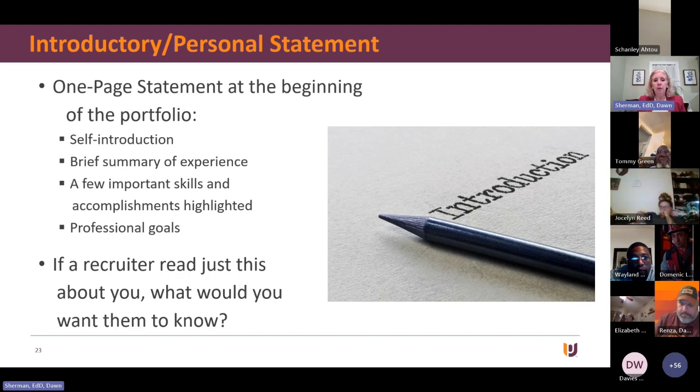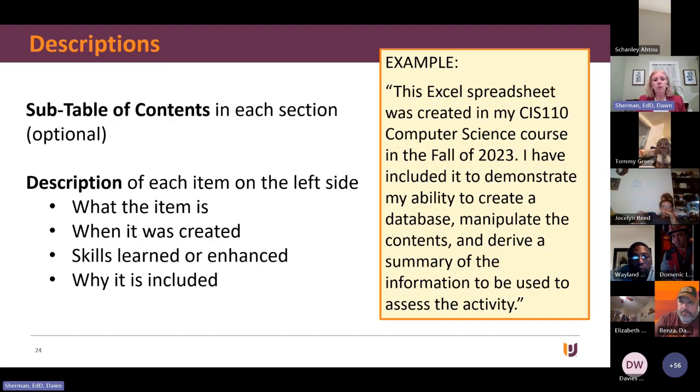And you can do a summary statement. It's not required, but it's a nice little touch if you want to think about doing it. I'm looking at 2 or 3 paragraphs. That's pretty much it. Descriptions are really important in a paper portfolio. If you put something in here, it ought to have a description. And I always say to students, put the item on the right-hand side.